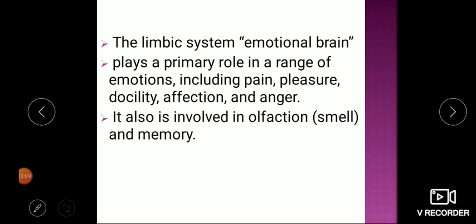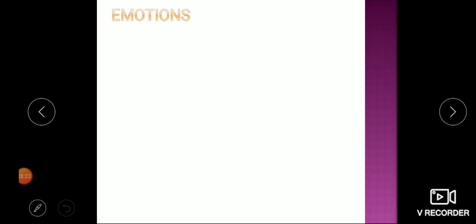It is also involved in olfaction, that is smell, and memory. That's why it is also called the rhinencephalon. So the old terminology given to the limbic system is rhinencephalon. Now we'll just see the physiology of emotion.